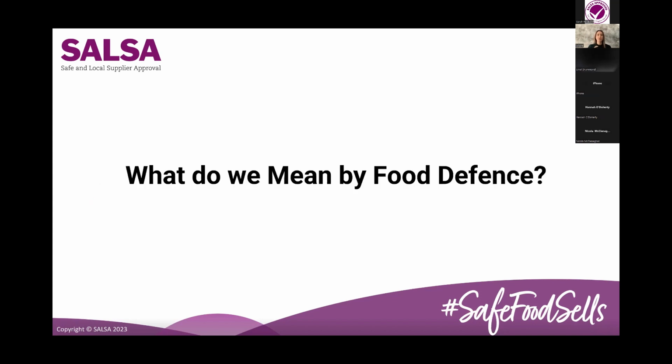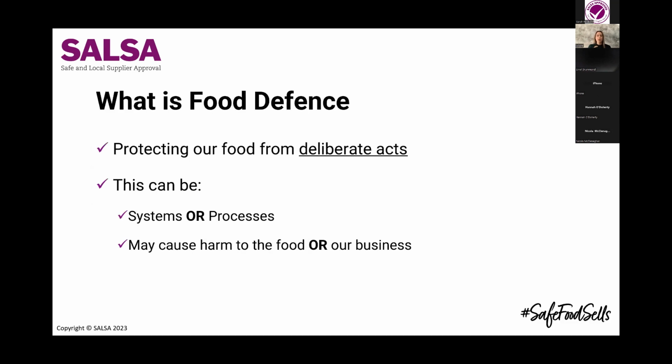So firstly then, we're going to explore what do we mean by food defence. Food defence is all about protecting the integrity and wholesomeness of the food that is in our supply chains and the products that we make within our factory. So basing it around our raw materials, and this can cause reputational damage. Food defence is more about deliberate acts. So this can be systems or processes, and it may cause harm to the food or your business.